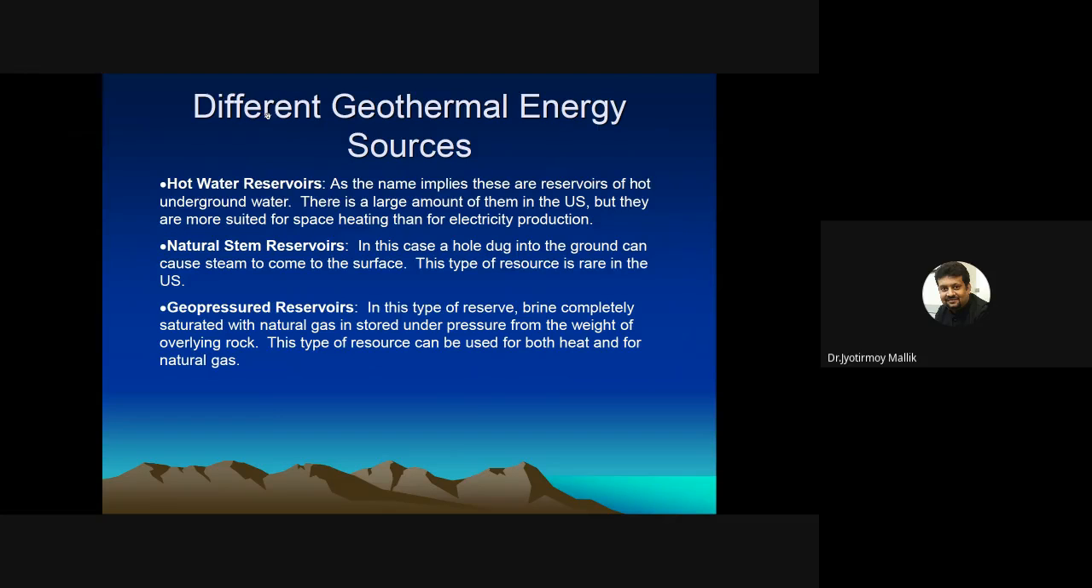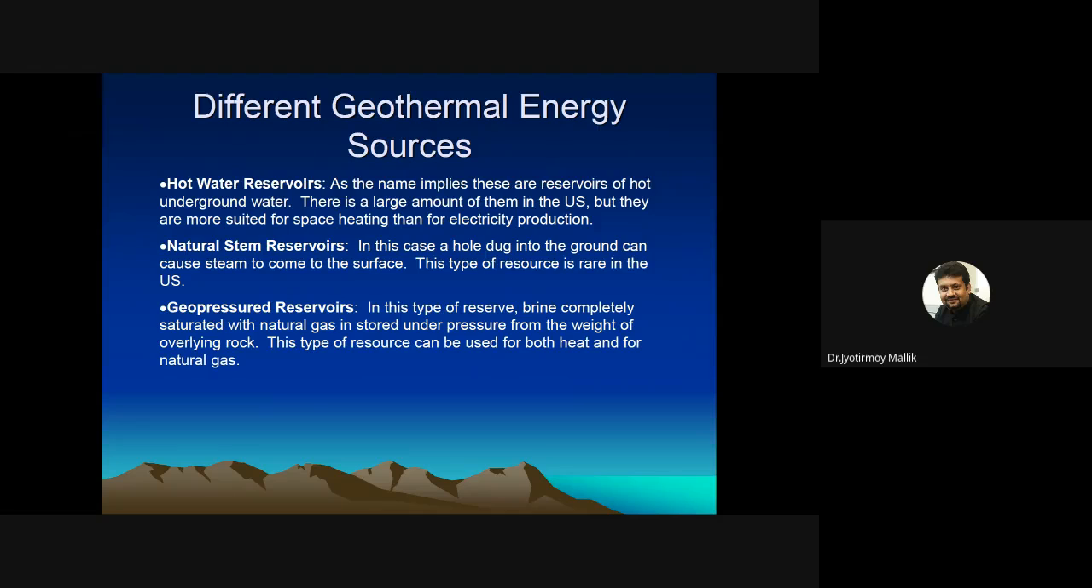So we want to use that particular heat energy of the earth for our own purposes. So that brings us to the discussion of different geothermal energy sources. So first ones are the hot water reservoirs. As the name implies, these are the reservoirs of hot underground water. There is a large amount of them in the US, but they are more suited for space heating than for electricity production. So the idea is we are trying to cultivate these geothermal sources and try to form electricity from them. How, we will discuss later.